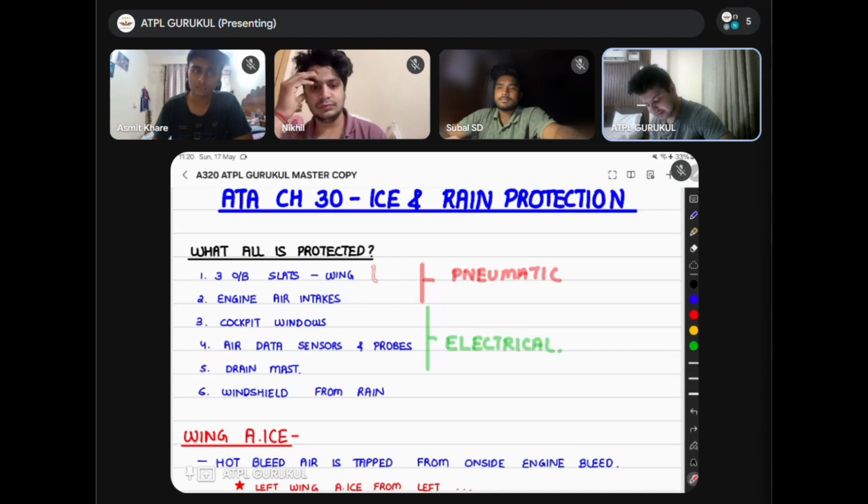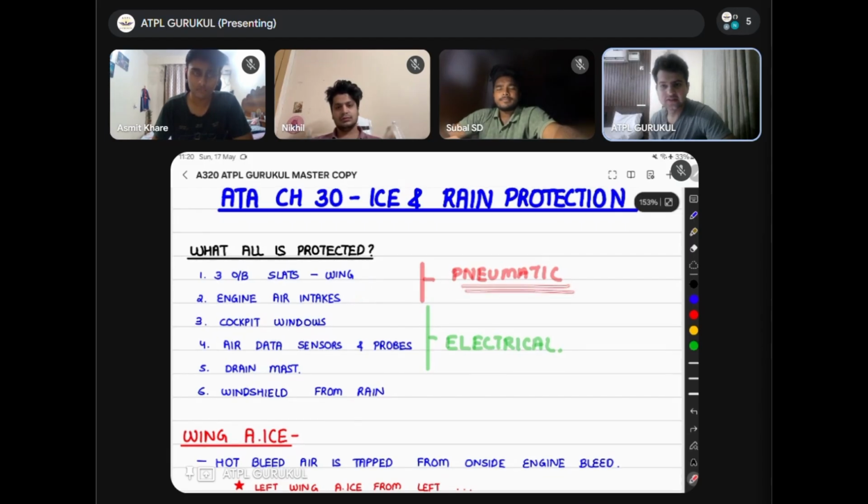You have 3 outboard slats in each wing. So how many slats do we have? We have 5 slats. Out of these, 3 outboard slats are heated and engine air intakes are heated. These 2 things are heated pneumatically, which means they are heated using the pneumatic hot air from the engines.